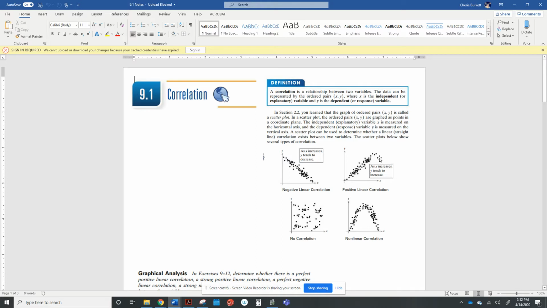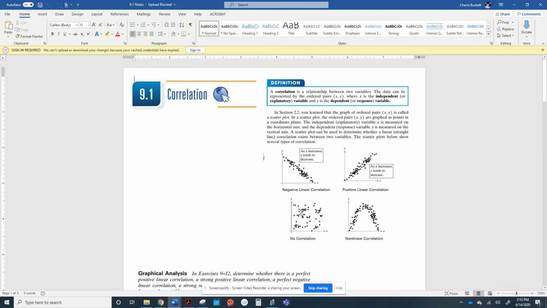This one is what we consider a positive correlation, and the reason it's positive is because as one value increases, so does the other value. So as x increases, y increases. This point out here would be a big x value and a big y value. These points down here are small x values with small y values. So this has a positive correlation.